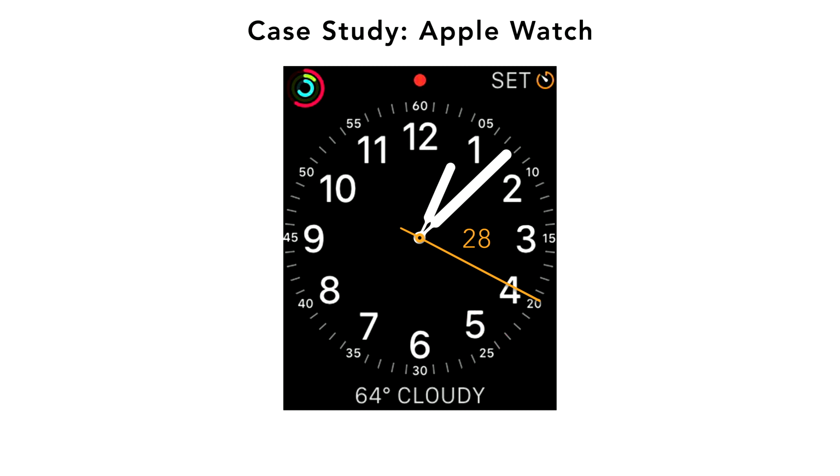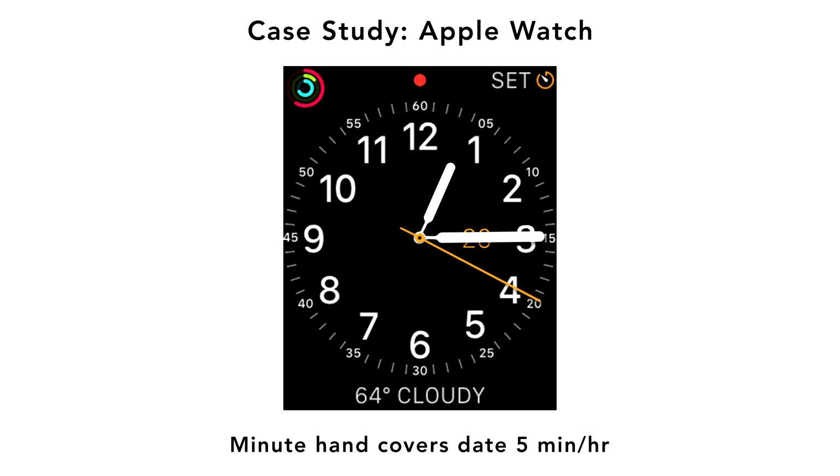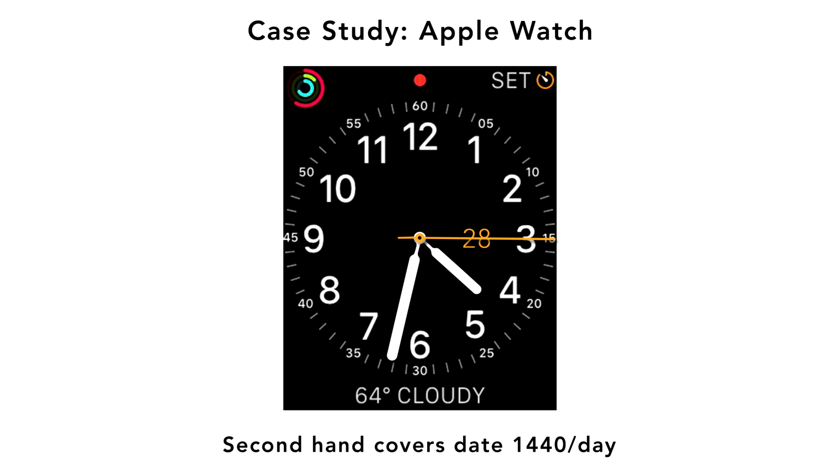For example, the minute hand covers the date for 5 minutes every hour. The hour hand covers it for 2 hours every day. The second hand covers it 1,440 times per day.